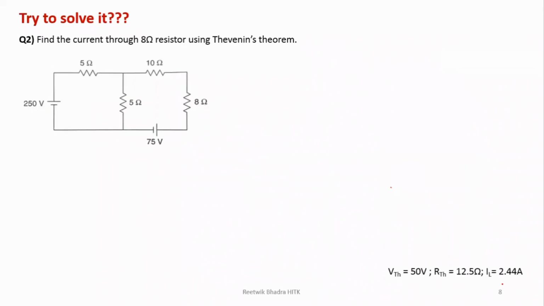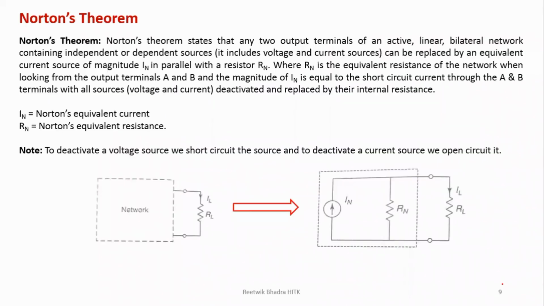Next, this problem you try it on your own. I'm not discussing, you try it on your own. I'll give it in the classroom, you try it. Okay. Next, what we'll do quickly is Norton's theorem. Norton's theorem and Thevenin's theorem, if you study by comparison, it is very easy. We'll study by comparison only, because we have understood how Thevenin's theorem is done. Norton's theorem is also very easy.